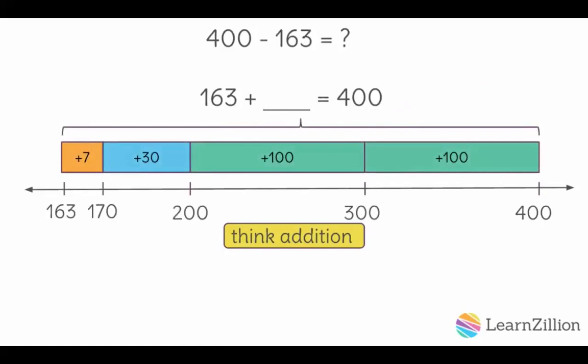We need to find out how much we've jumped from 163 to get to 400. 100 plus 100 is 200, 200 plus 30 is 230, and 230 plus 7 is 237. So 163 plus 237 equals 400. 237 is the distance between the two numbers. This was also the answer we calculated when we used base 10 blocks and a number line to subtract by place value.